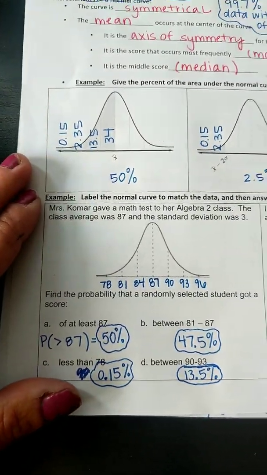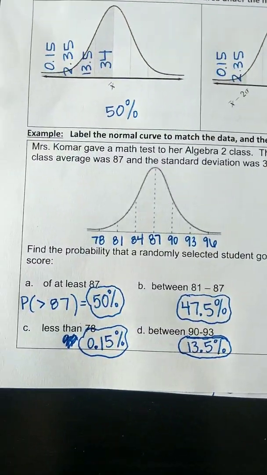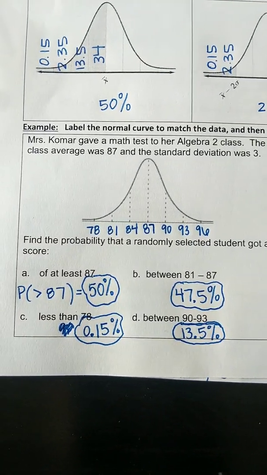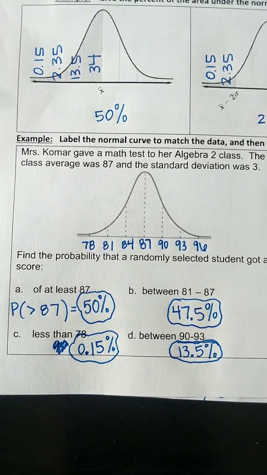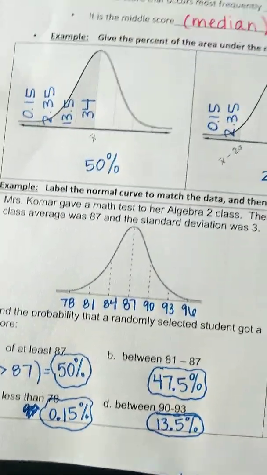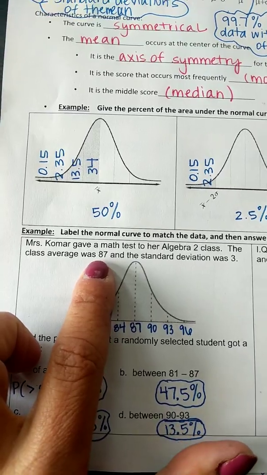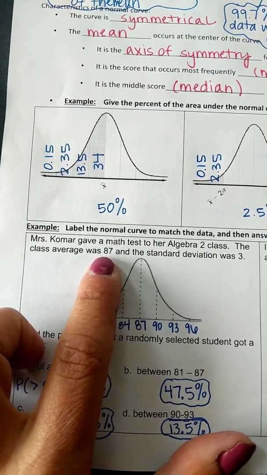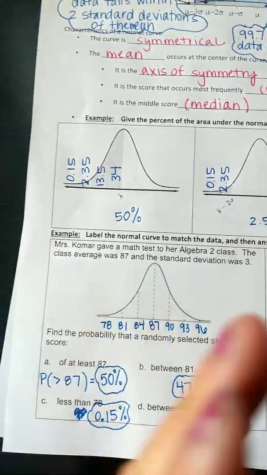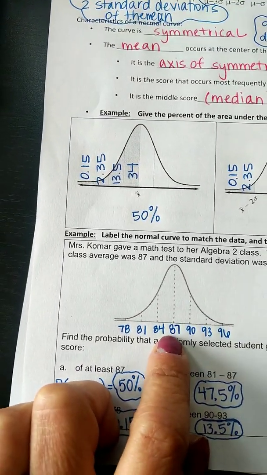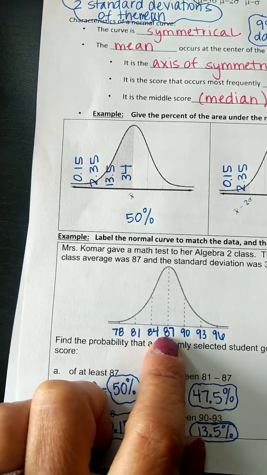Looking at this next one, we're going to start using this to say what percent of the data, or the probability that a randomly selected student got a score. Let's say Mrs. Komar gave a math test to her Algebra 2 class. The class average was 87 and the standard deviation was 3. The first thing I want you to do every time is draw. That's why I give you these. So the average, the mean, goes in the middle, 87.